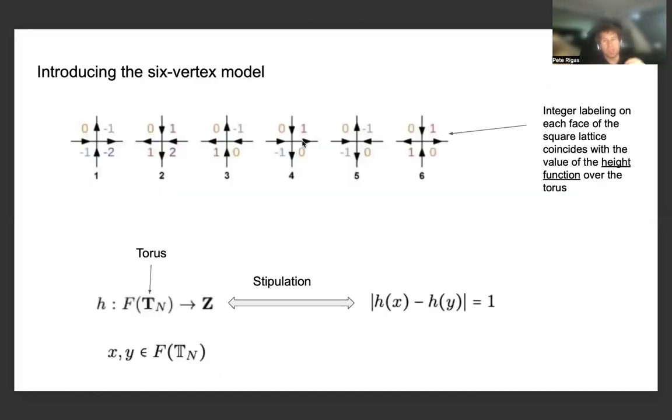And as we mentioned, we can introduce the six vertex model, just like we had alluded to in the first slide, which is given by the fact that the sample space consists of six possible configurations, and the orientation of the arrow that the height function crosses depends on whether it goes up or down by one when it crosses one face at a time. And formally, it's given as a face homomorphism from the faces of the torus into the integers, given, as we have mentioned, the stipulation that the absolute value of the difference of the height function for these two neighboring points x and y only differs by one for these faces on the torus.